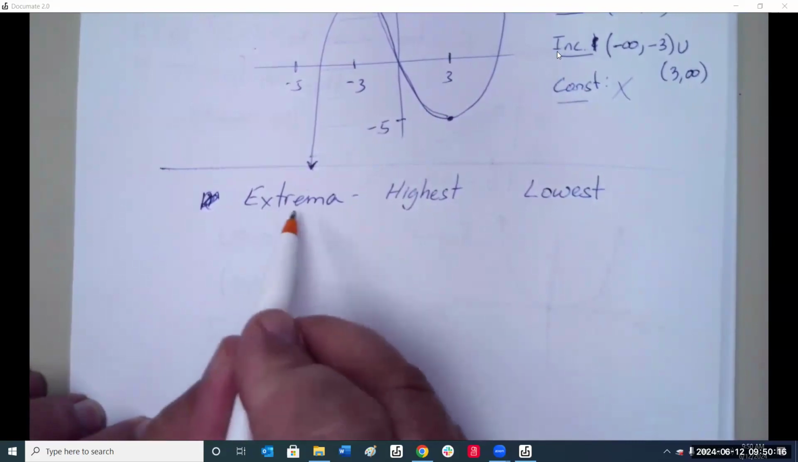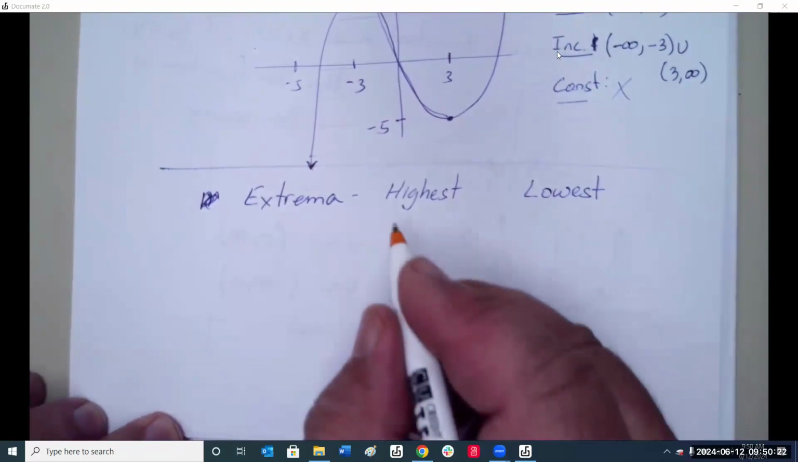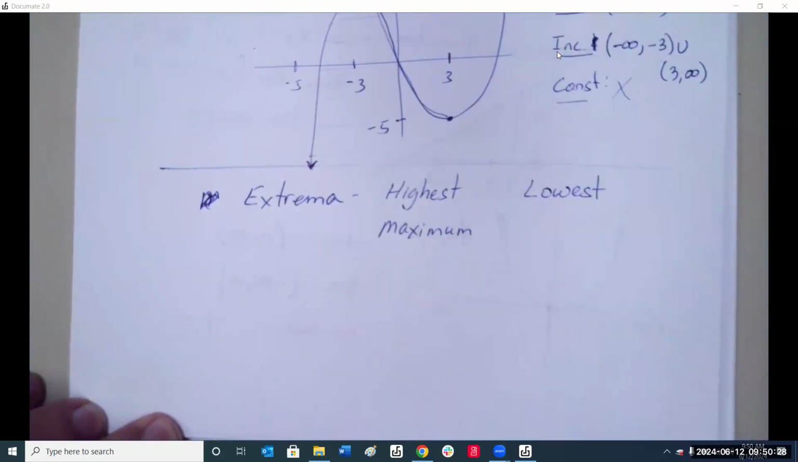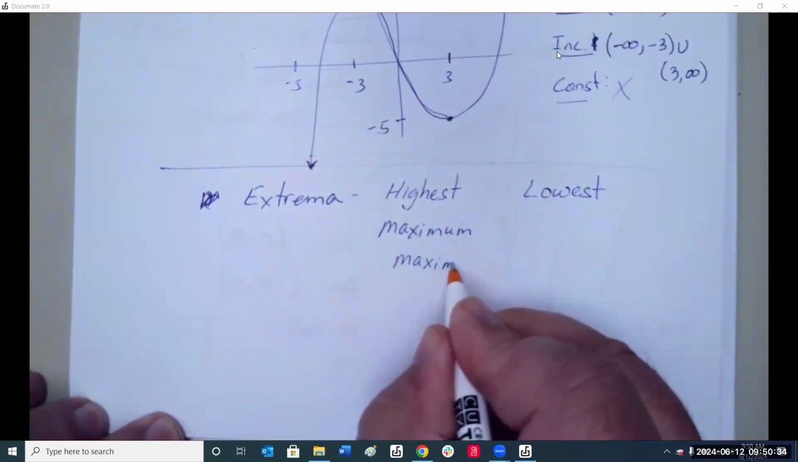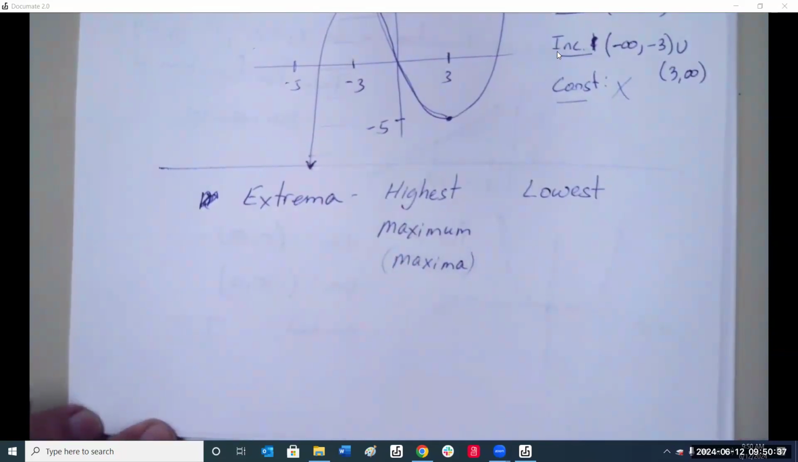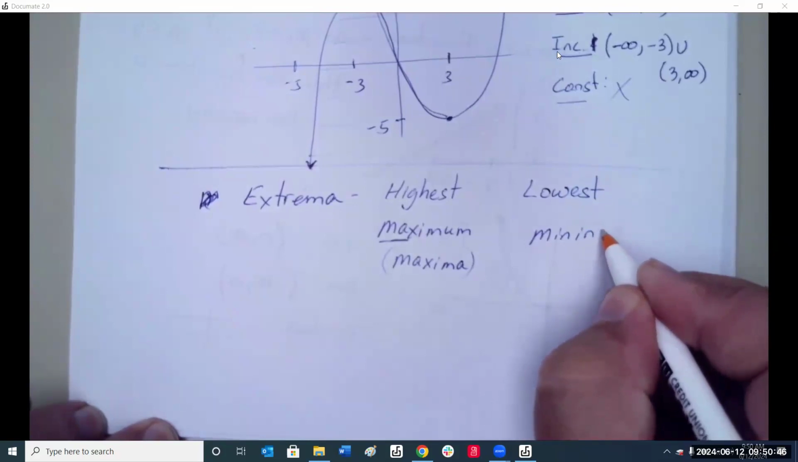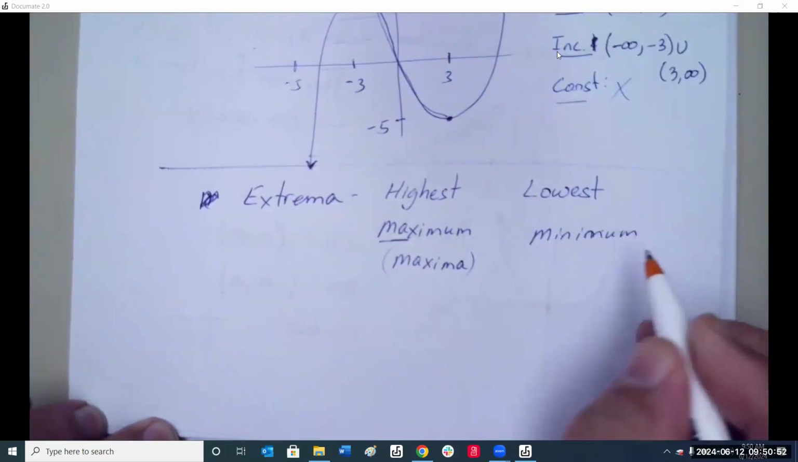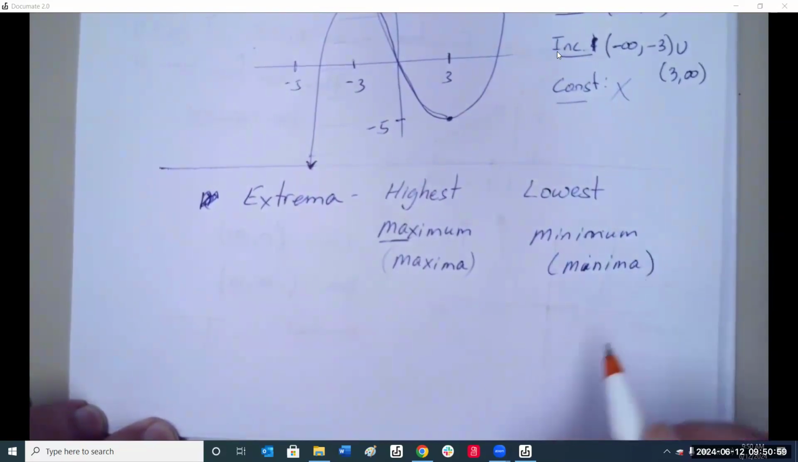But we're dealing with Latin here. So what's the Latin word for highest or largest or biggest? Maximum. Or if you want to do the plural, that's the plural value, maxima. Max means the most, the highest. The lowest, minimum, or in the plural, minima.